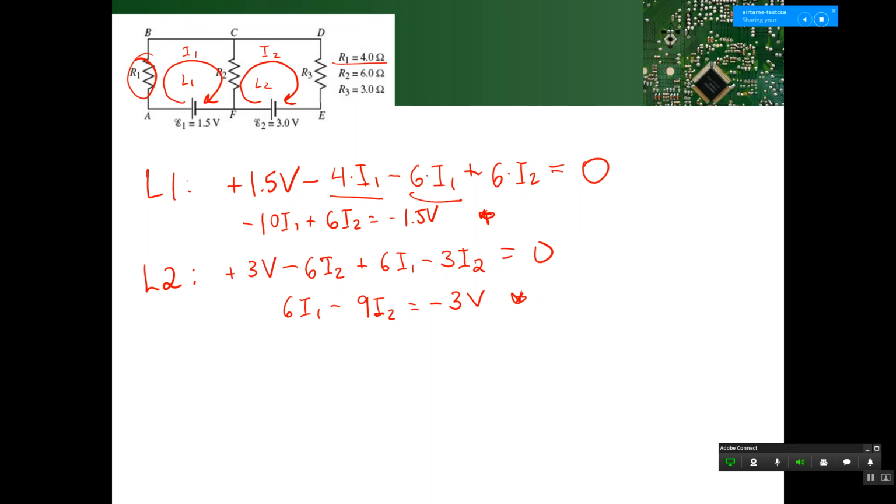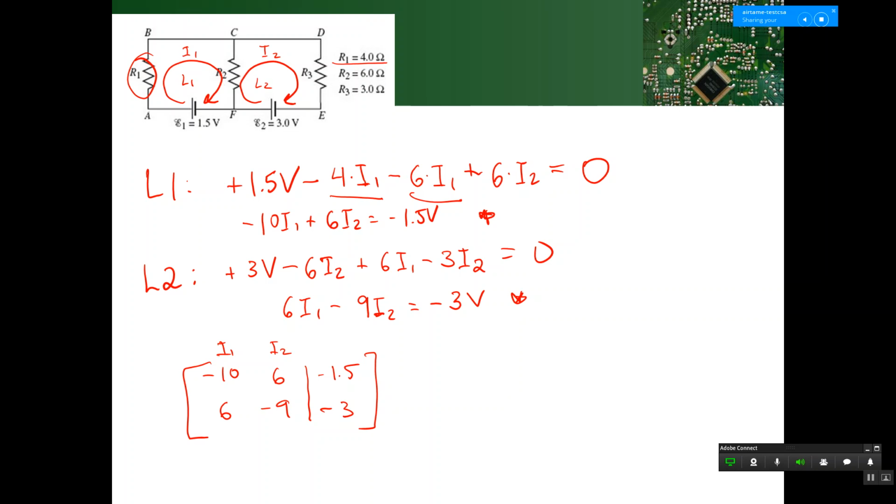So if we were to rewrite this as a matrix, it would be minus 10, 6, and 6, minus 9, with a line there, equals minus 1.5 and minus 3. And that there is your matrix. Okay, so these are your I1s, these are your I2s, and you can solve it that way.